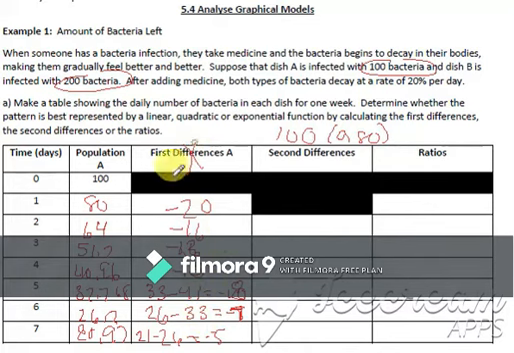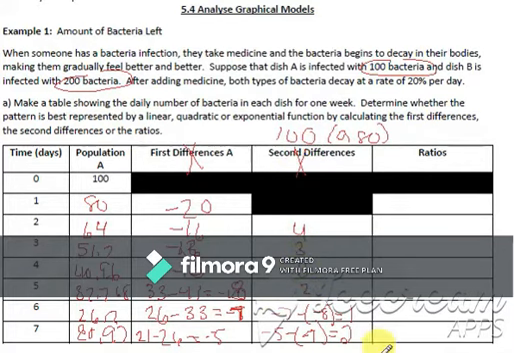So first differences are gone, and now we go up the second column. So -5 minus -7, and I get 2. -7 minus -8, and I get 1. And if we keep going up this column, we're going to get 2, 3, 3, 4. Okay, therefore it's not quadratic either.